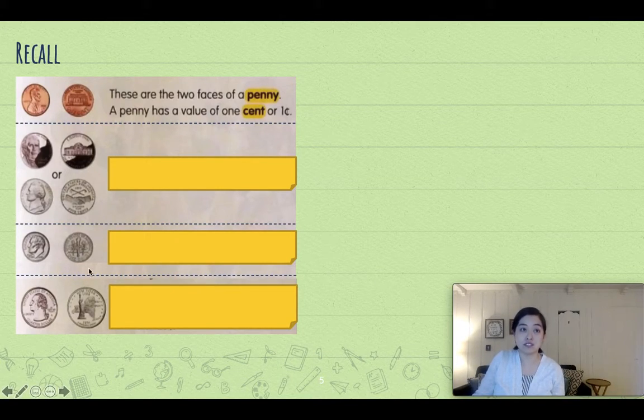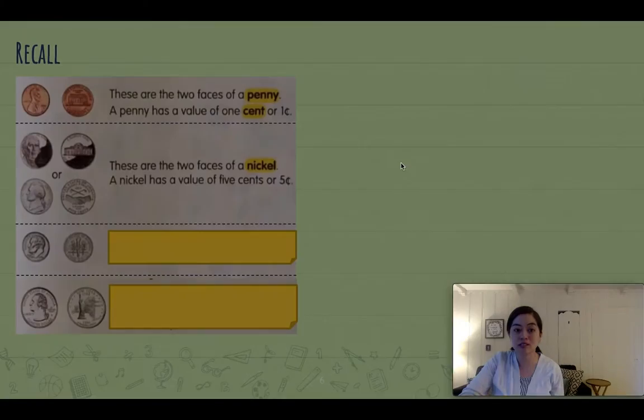The rest are silver coins. Let's see. The biggest silver coin is here at the bottom. Then the medium sized coin is here. And then the smallest size silver coin is here. How much is this coin and what is it called?